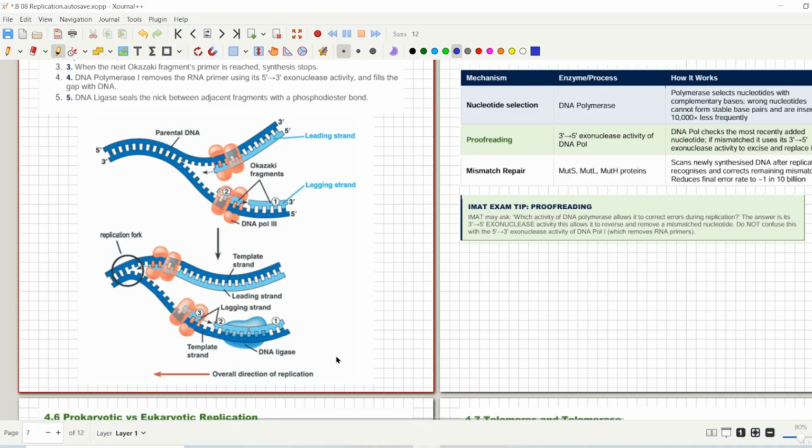But the first thing you have to keep in mind is that the overall direction of replication is actually from 5' to 3' end. Many students get this wrong. So this is really important to know, because many students actually memorize the direction of leading strand and lagging strand. So the overall direction of replication is actually from 5' to 3' end.